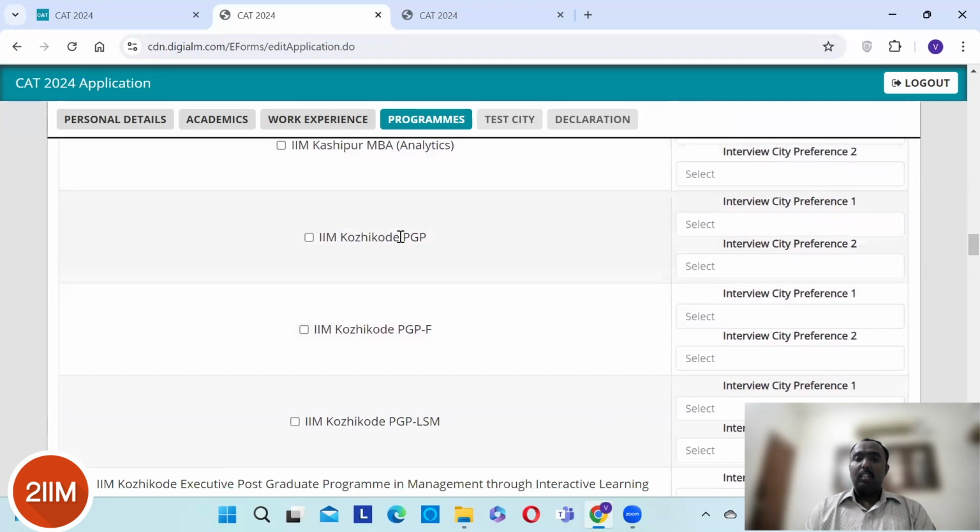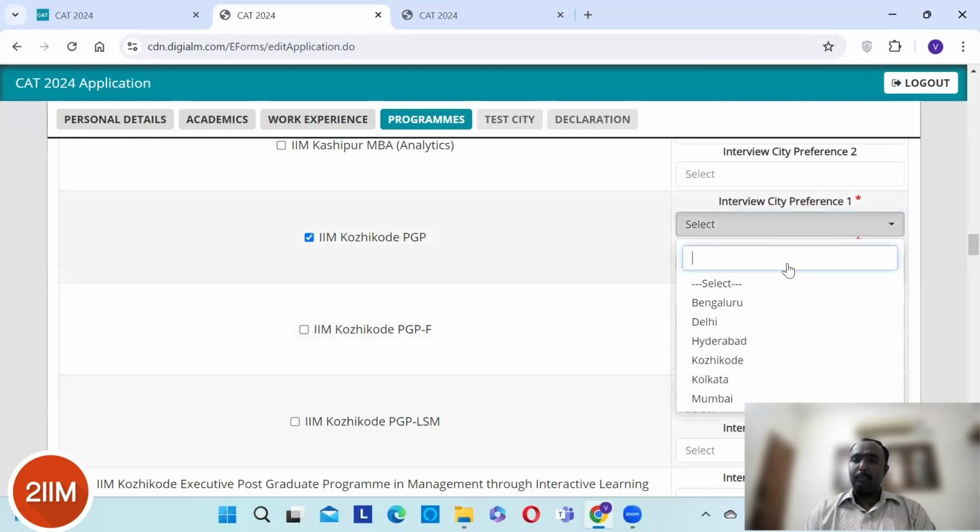Kozhikode. PGPF is Kozhikode Finance, and LSM is Liberal Studies. Liberal Studies, in fact, off late is getting very good placements in Kozhikode, so you can do a research. And if you are a good fit, you can always apply for that. Else, you can just keep it out.